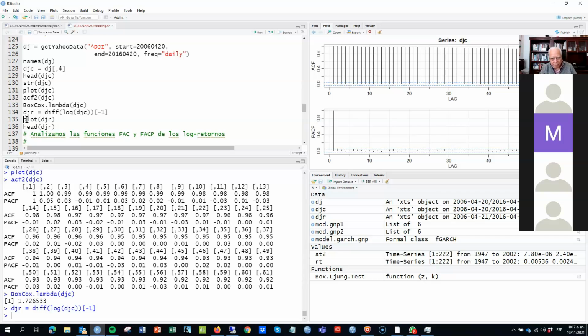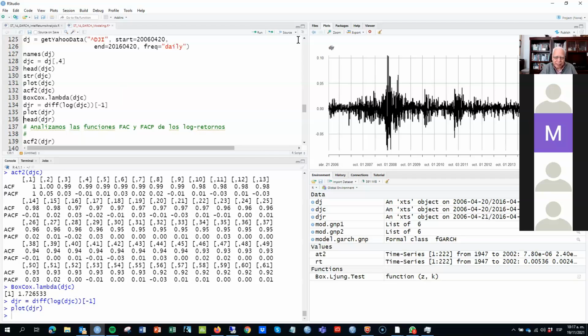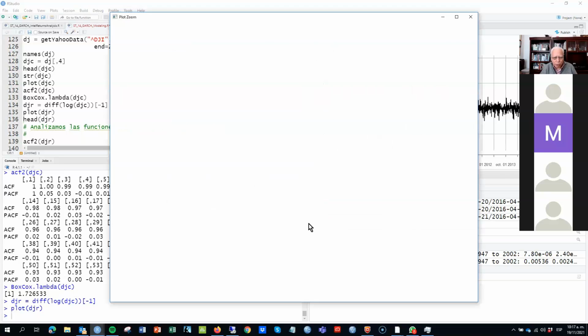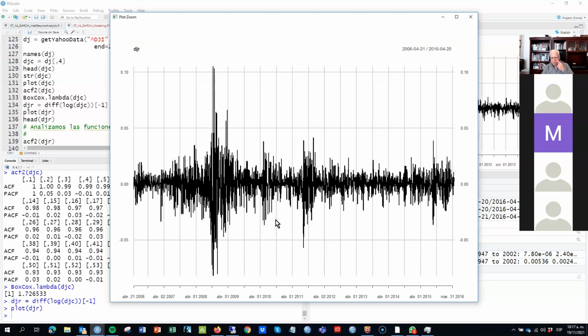Now let's look at the plot of the series, and we have seen this in the first presentation in the class. As you can see, this fluctuates around a constant value. But what's important here is the volatility, right? And we can appreciate what we mentioned yesterday: periods of high volatility are close together, and periods of low volatility are closer together.